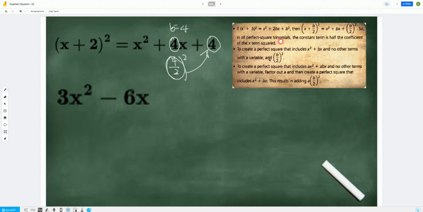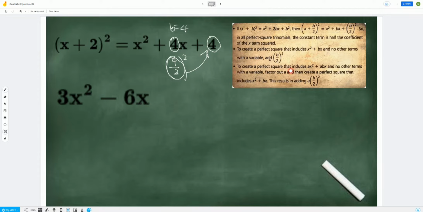So in all perfect square trinomials, the constant term is half of the coefficient of the x term, squared. Remember, the constant term, like (b/2) squared, is half the coefficient of the x term, squared. Here it is 4, half of b squared. To create a perfect square including x squared plus bx and no other terms with the variable, we add (b/2) squared, just half of b.